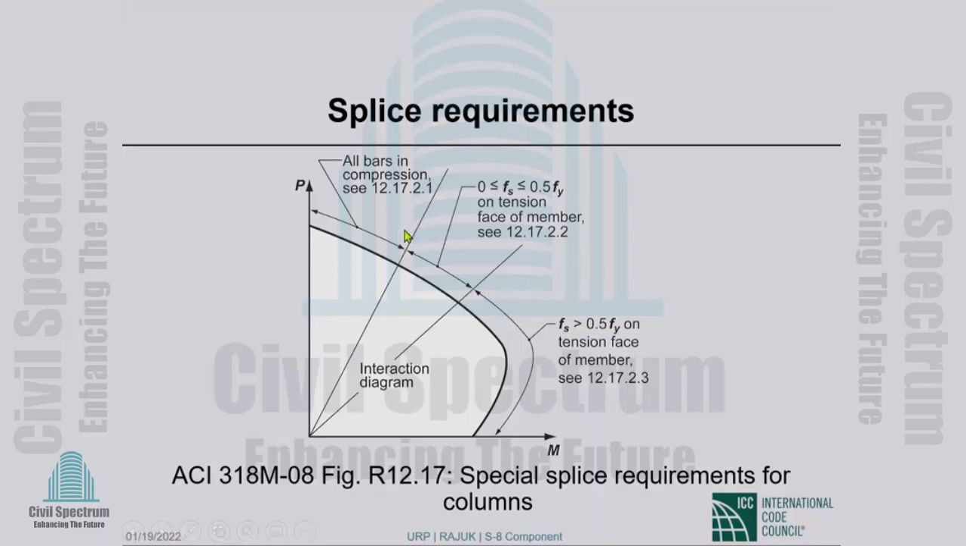Between here and there, the stress in the tension steel is between 0 and 1/2 of f sub y. And here, all the bars are in compression. Now, this has implications for whether we can have type A splices or type B splices. So the example that I skipped yesterday and will do on Monday will relate to what this is talking about.